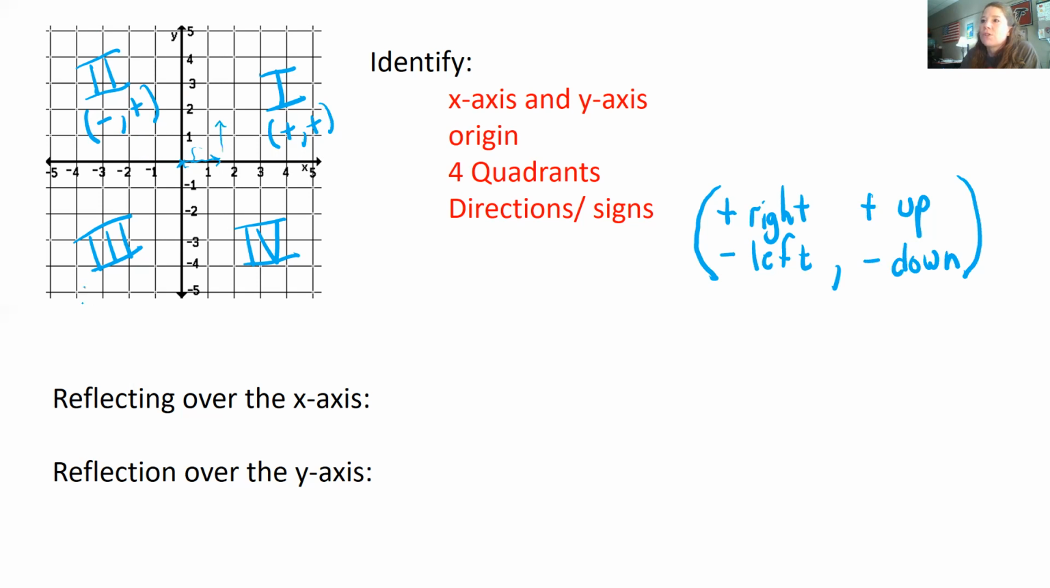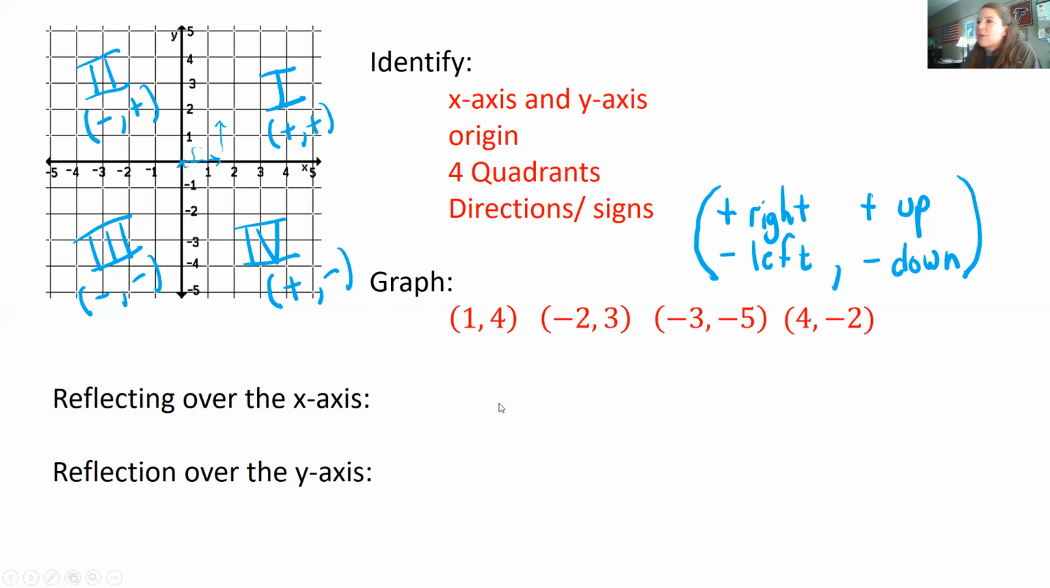For the third quadrant, you start at the origin, you would have to go left and then down. So you would need 2 negative numbers to get into quadrant 3. And then finally, quadrant 4: starting at the origin, you would have to go right and then down. That means the first number would have to be positive and the second number would have to be negative. Okay, so that is always the way you get around your coordinate plane.